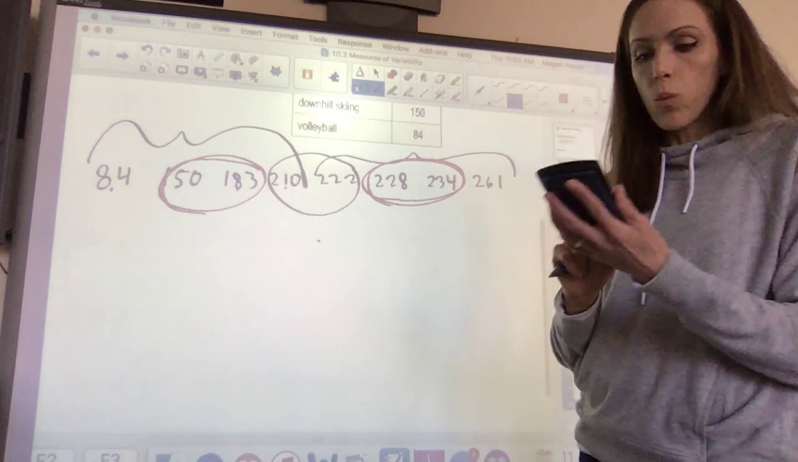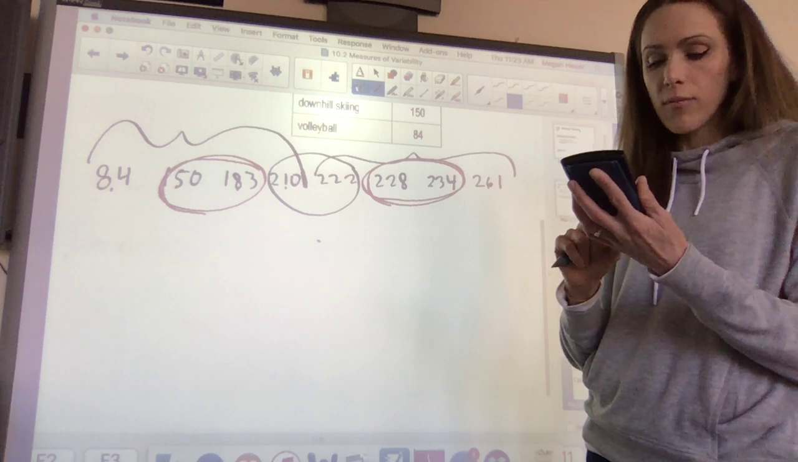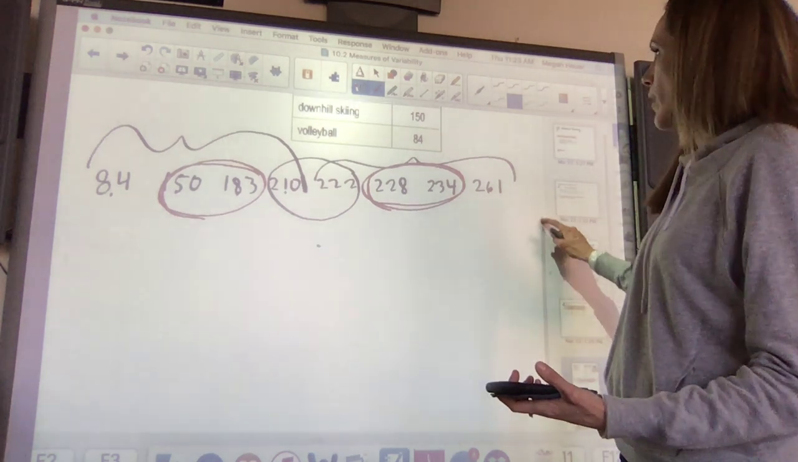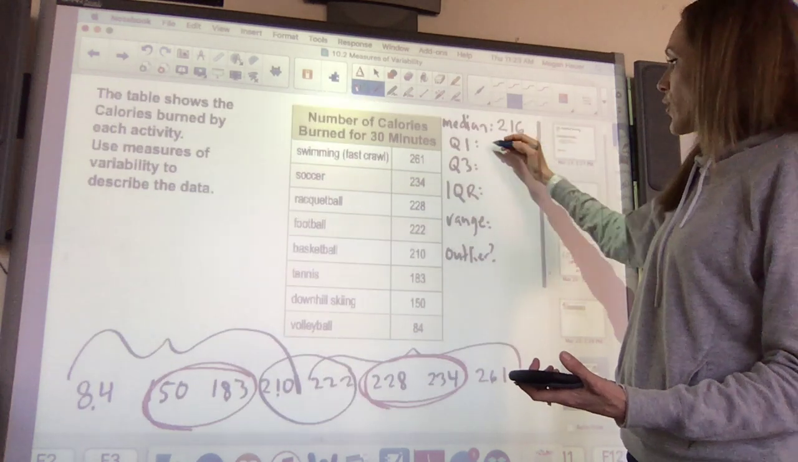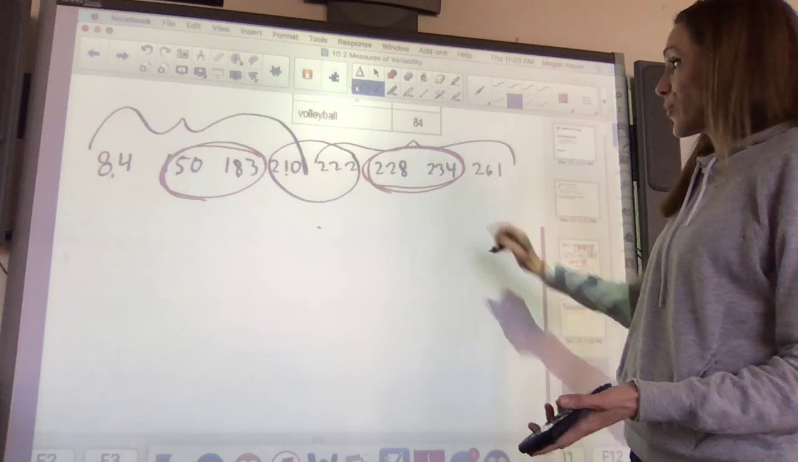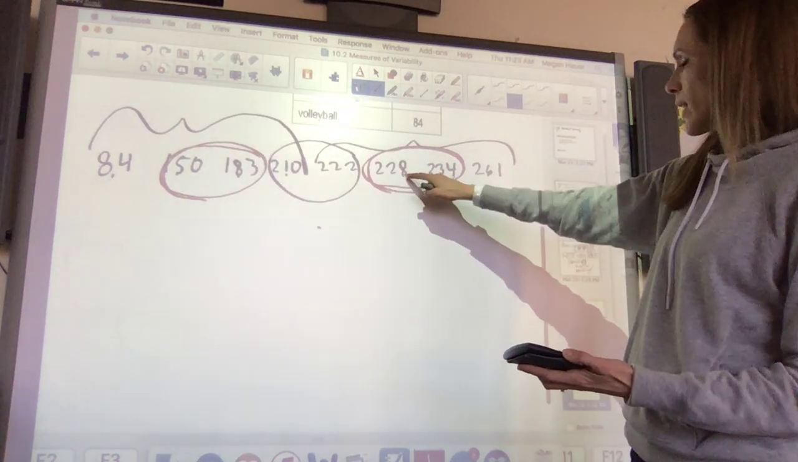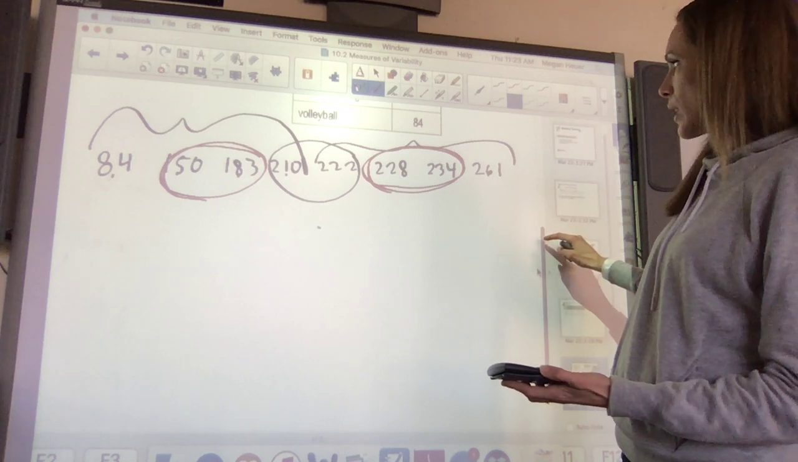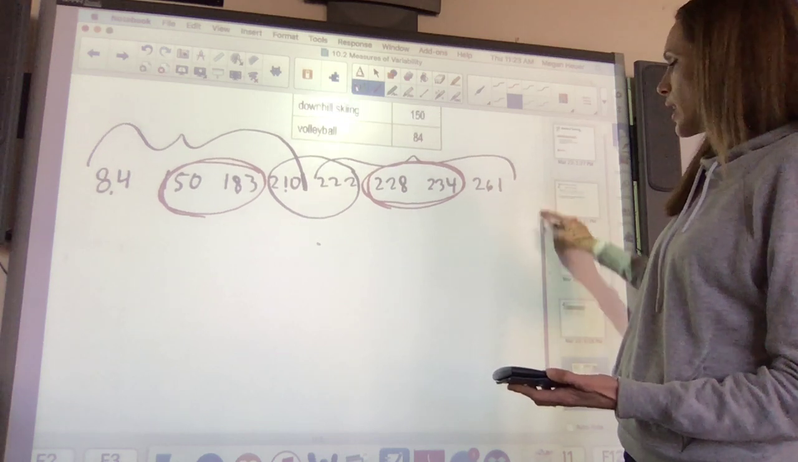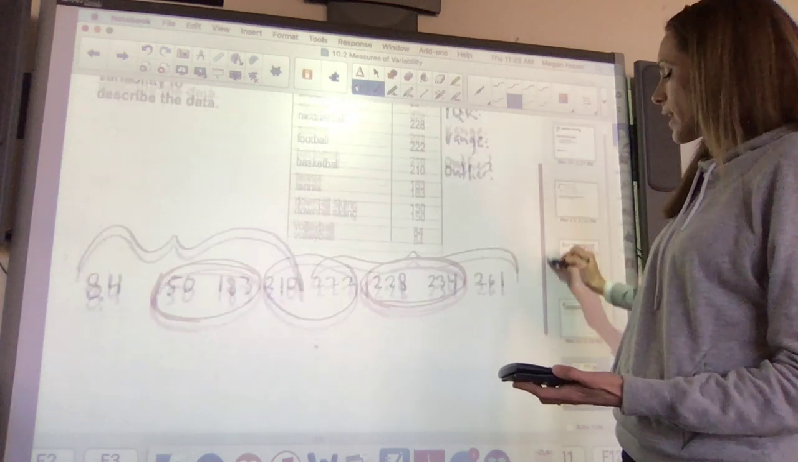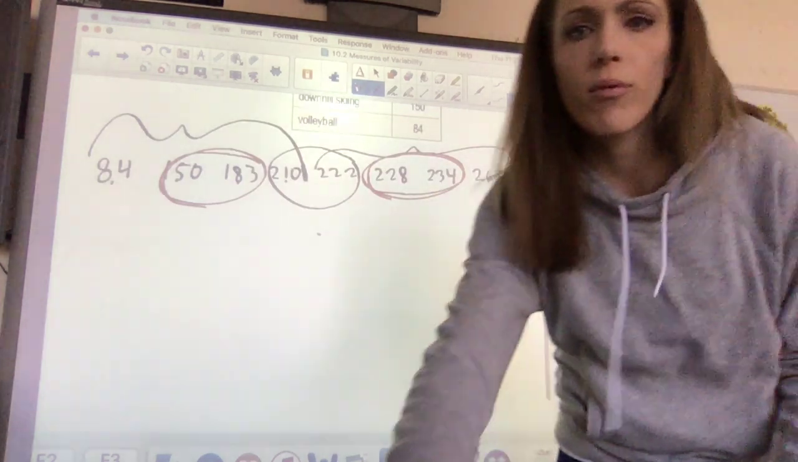So I'm going to do 150 plus 183 divided by 2, which is 166.5. So my Q1 is 166.5. My Q3 is going to be, okay, that's 6 away, so it's going to be 231. So 231 calories would be my Q3.